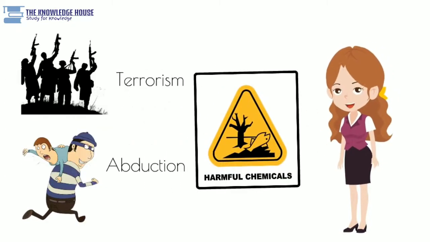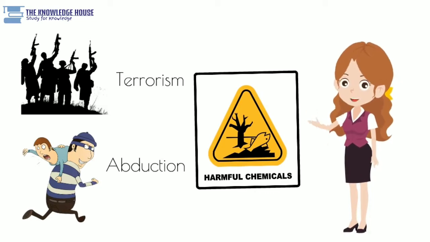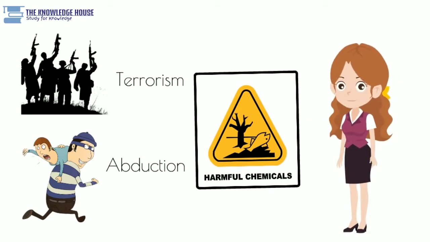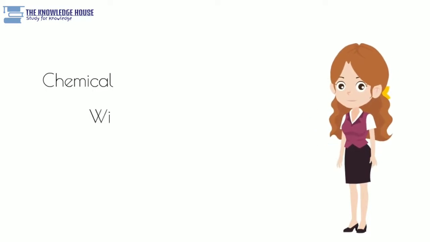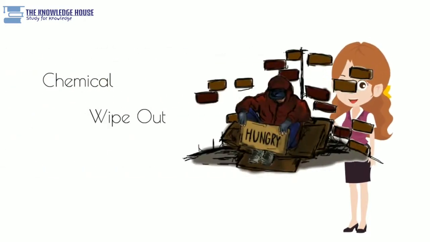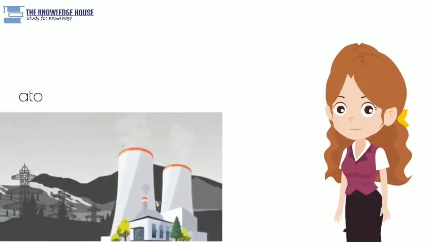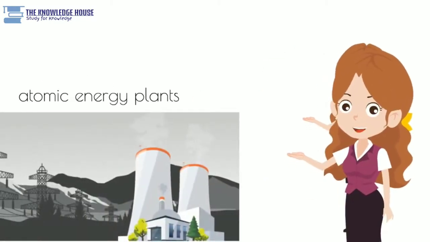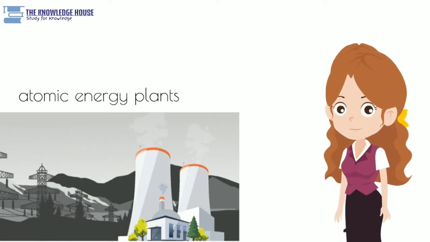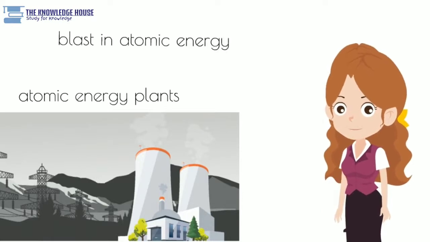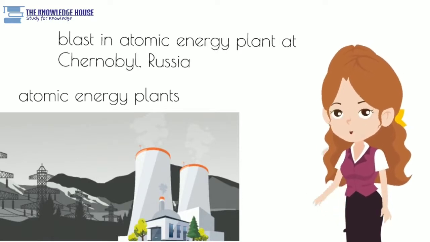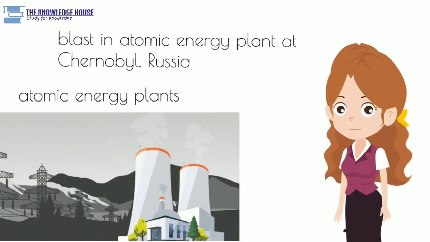Production and use of harmful chemicals is banned in developed countries. However, production of either the same or those chemicals which can wipe out the human race is common in developing and poor countries. Another such threat to human beings is from atomic energy plants. For example, radiation leakage occurred after a blast in the atomic energy plant at Chernobyl, Russia. Its ill effects are still experienced in the region.